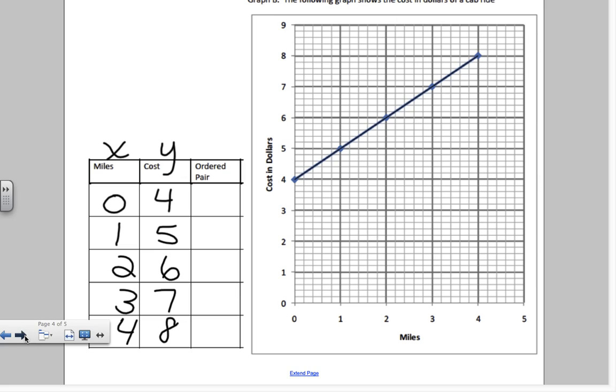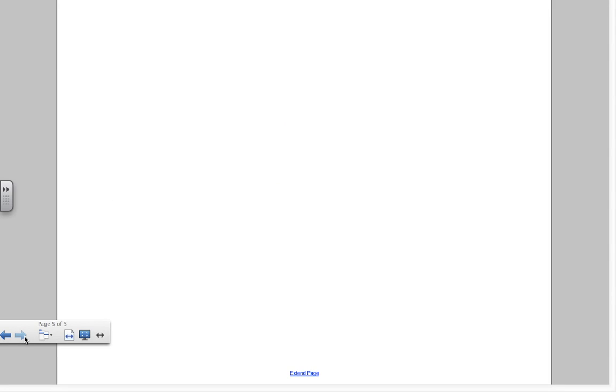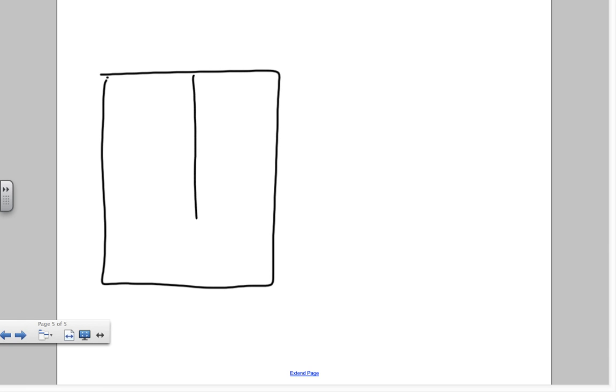Are we gonna finish this one? Yep, you're going to finish that one. Now, do you guys agree that all the 4 graphs that you have left are proportional? Do you guys agree? Yeah.